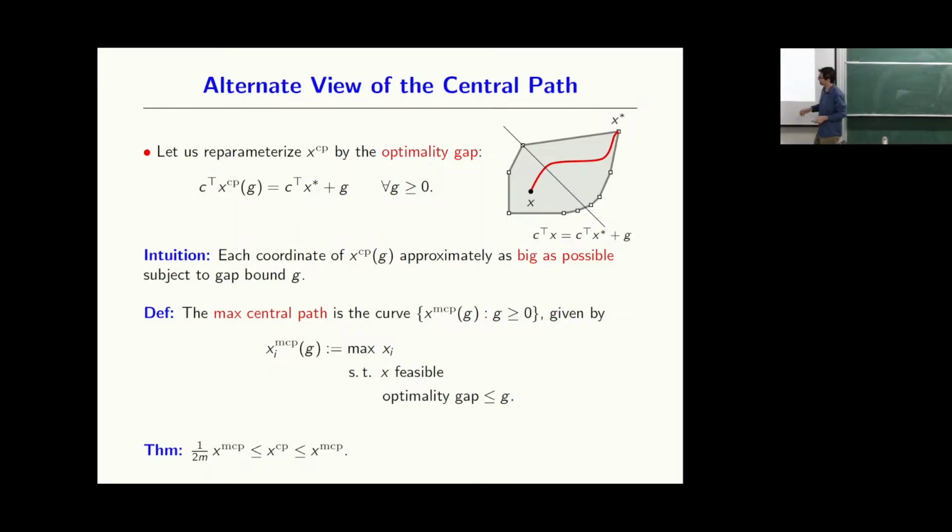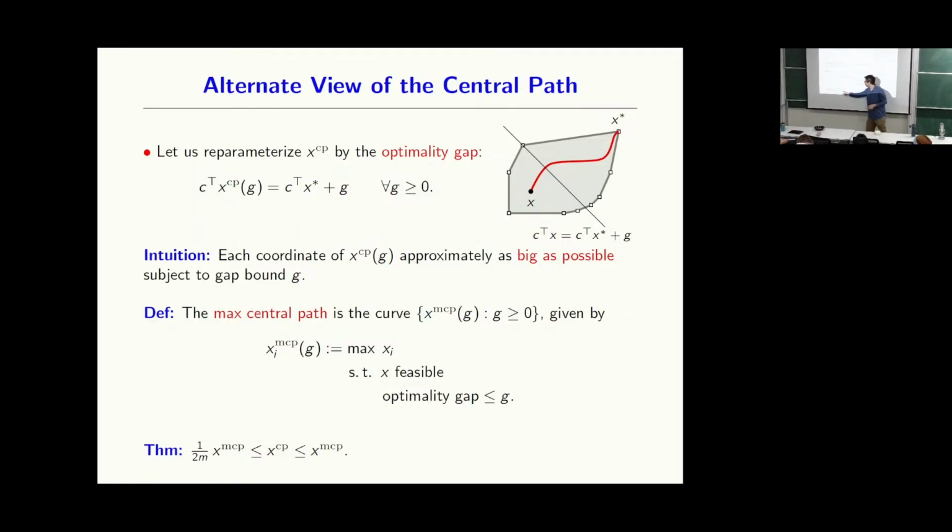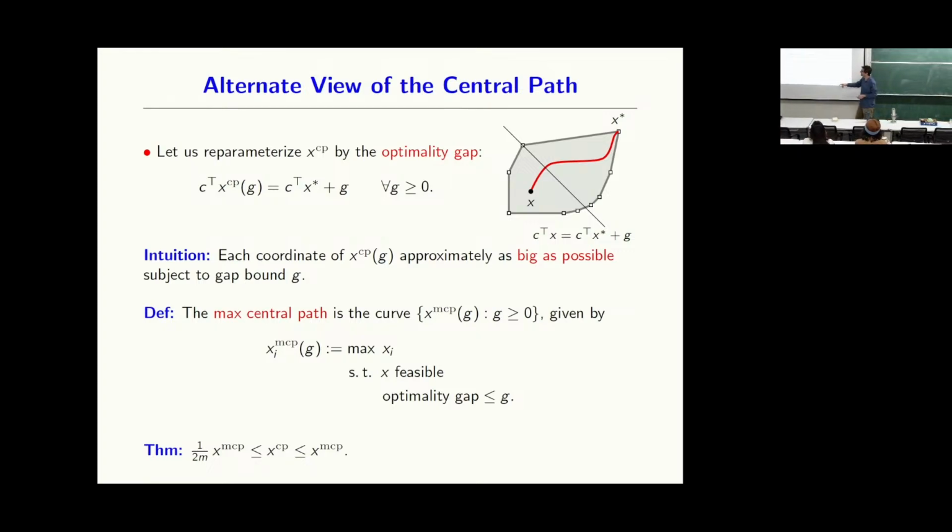What one can prove, and I'm not going to prove it here, is that the central path is always pointwise upper bounded by the maximum central path, because the central path is a solution to these things. If I plug in the central path point with gap precisely G, it will be a feasible solution to this program, and so all of the coordinates of the central path will be upper bounded by those of the max central path. But the reverse inequality is also true, up to a factor. Actually here I'm thinking about flow, so the number of edges is m.